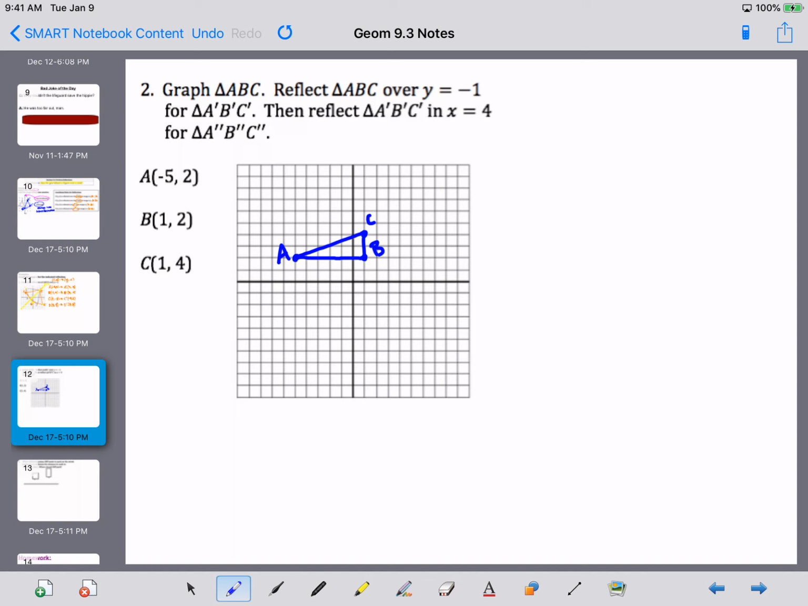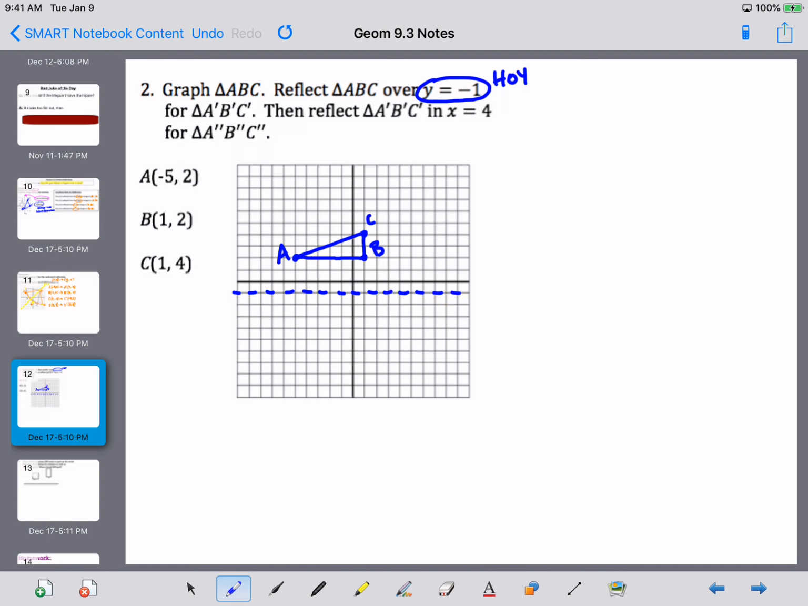And we are asked to do a couple things here. Step 1 is we're going to reflect over this line y equals negative 1. And if you remember from algebra, this is a hoy line, so it's horizontal when it's got y equals. So the line y equals negative 1 is a horizontal line through the y value of negative 1.